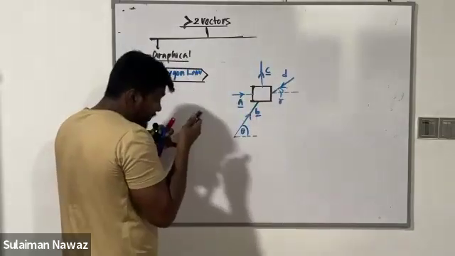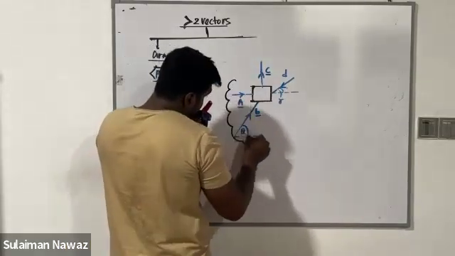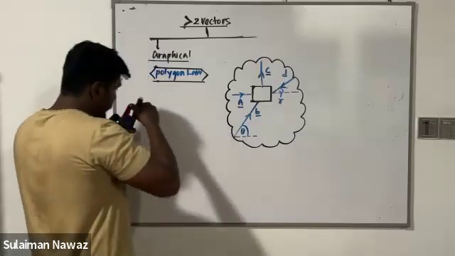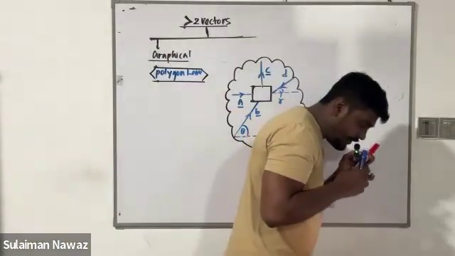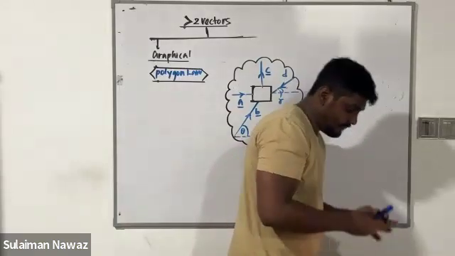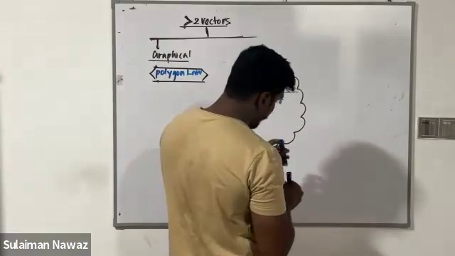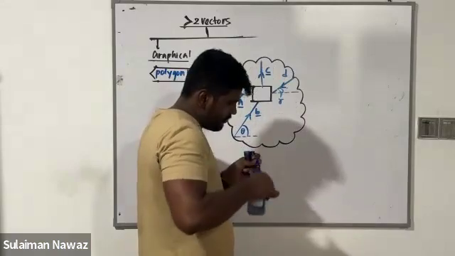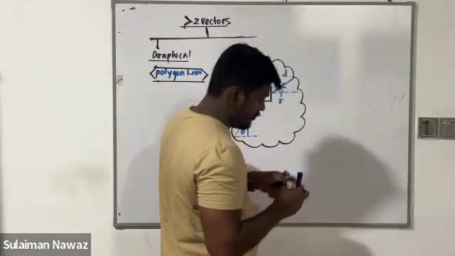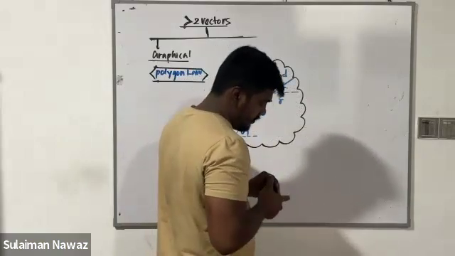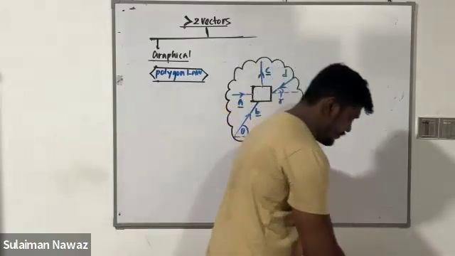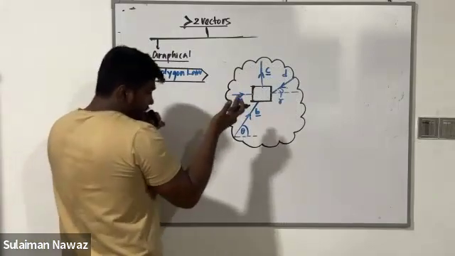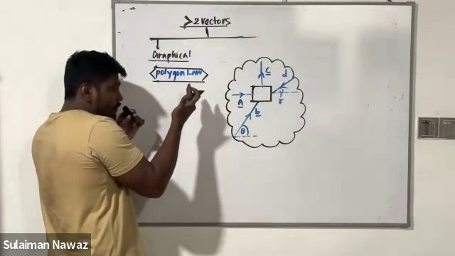One method is polygon law. Polygon law is a graphical method. Let me explain the graphical method. What polygon law says, simply, is something like that, like how we define the triangle law.